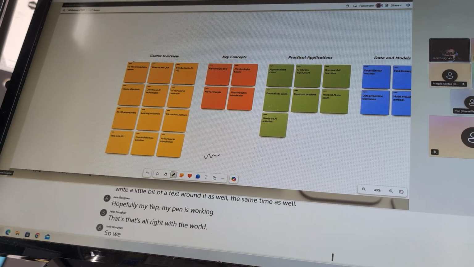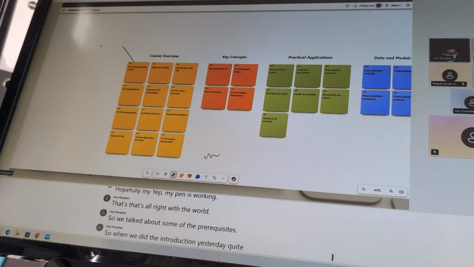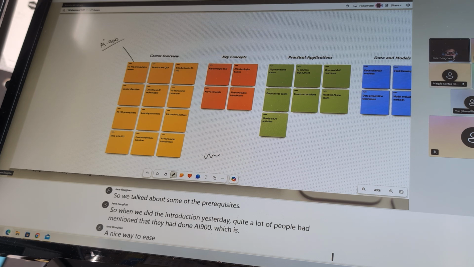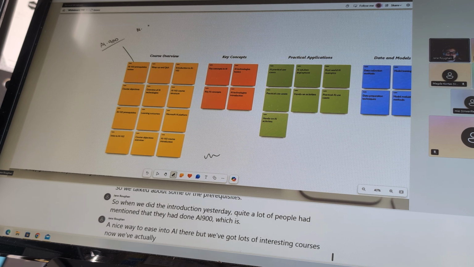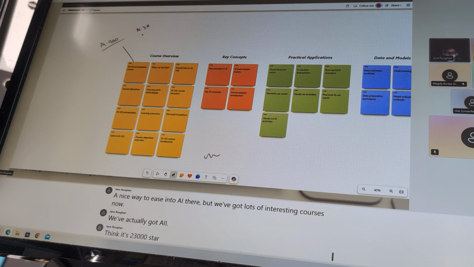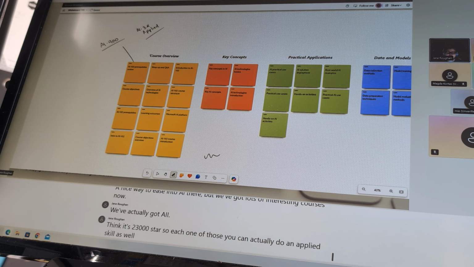We talked about some of the prerequisites. When we did the introduction yesterday, quite a lot of people had mentioned that they had done AI-900, which is a nice way to ease into AI. But we've got lots of interesting courses now. We've actually got AI, I think it's 3,000 star. Each one of those, you can actually do an applied skill as well. So there are some really nice things.